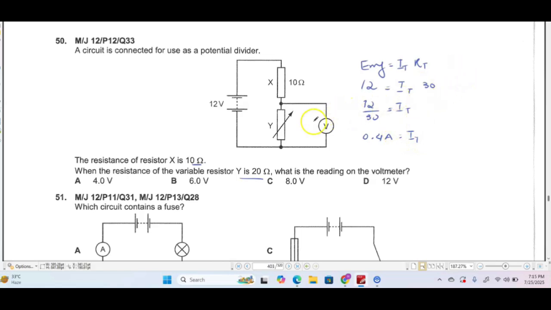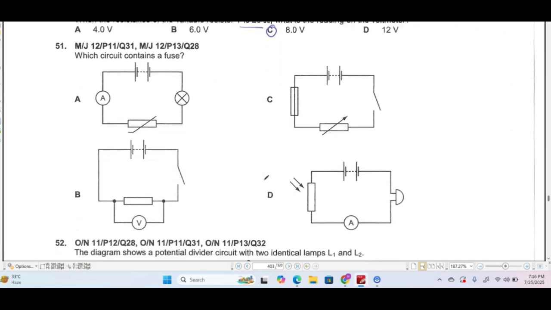And then we are going to find the reading on the voltmeter with the formula V is equal to IR. V we have to find, this is 0.4 times this resistance, 20 ohms. So this is going to give us 8 volts as an answer. So C is our correct option.